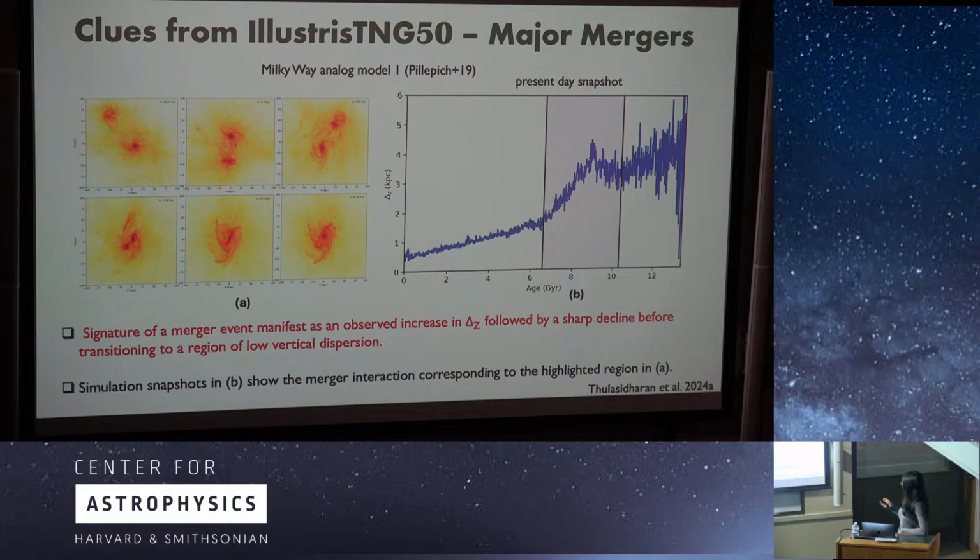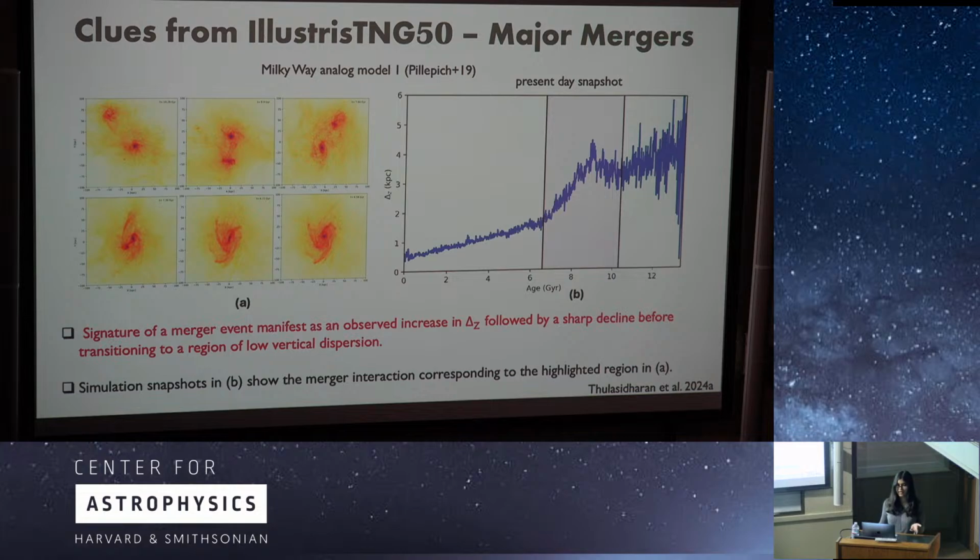And after that, once the galaxy settles down, the new stars formed will have less vertical thickness, which is basically what we call here the geometric thin disk. So that would explain this region of lower vertical thickness. So this is the signature of a major merger in the age delta C plot.